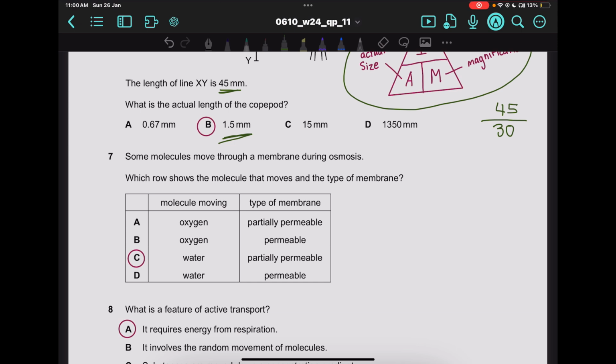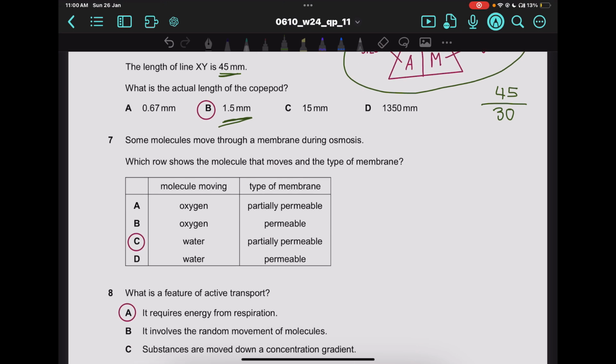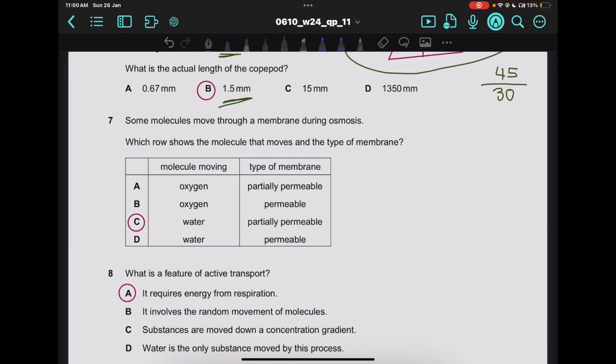Number 7, some molecules move through a membrane during osmosis. Which row shows the molecule that moves and the type of membrane? So osmosis, we know it is for water, not oxygen, so we're not going to be choosing from A or B. Now it is partially permeable, so the answer is going to be C.